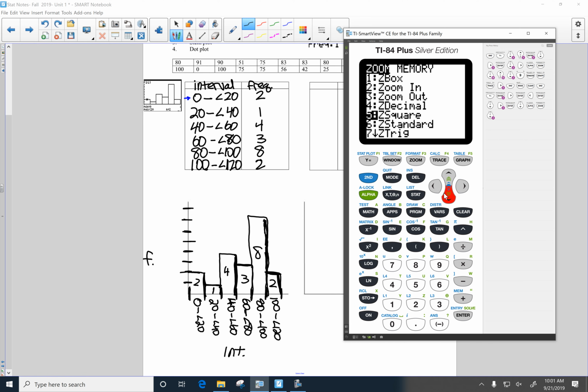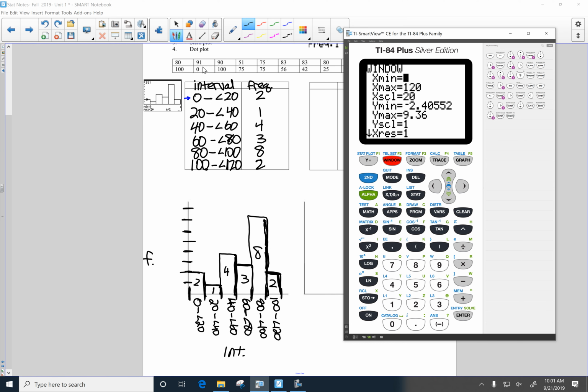Scroll down. Find option 9 and hit enter, or just hit zoom followed by the number 9. It brings up the graph. Quality control. Go into your window. Take a quick look. Make sure these numbers make sense based on the data.